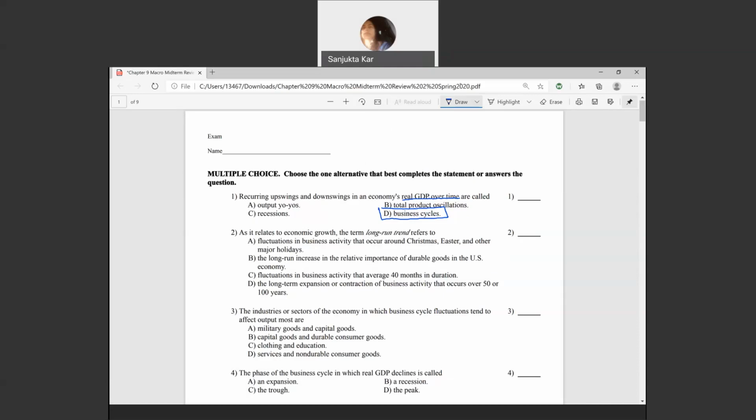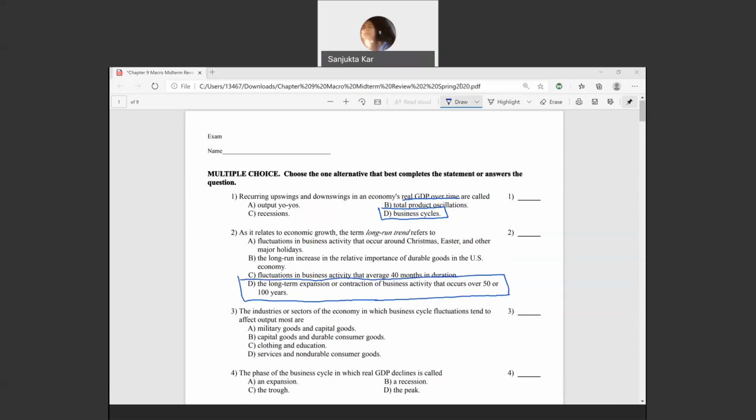The next one, as it relates to economic growth, the long term trends, this refers to long term expansion or contraction of business activity that occurs over 50 to 100 years.